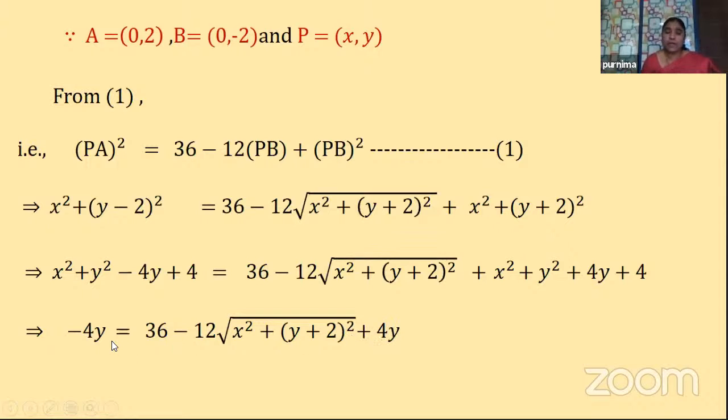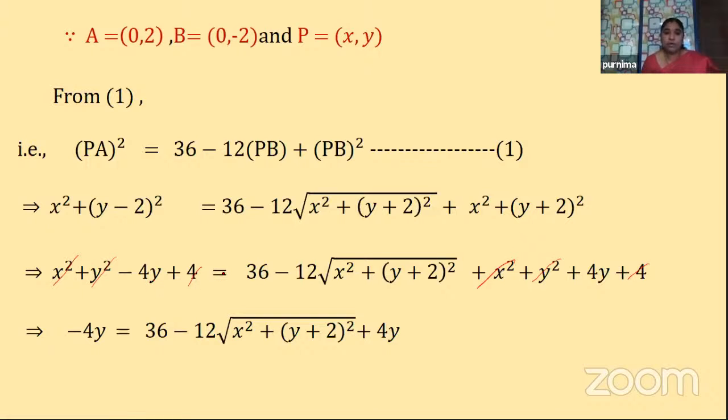So why have we got it like this? Because in the previous step, if you observe, on both the sides here we have x square and here also we have x square, so we can cancel these x square terms. Similarly, we have a y square term and here also a y square term, so we can cancel the y square terms. Similarly, we have 4 here and 4 here also, so we can cancel this term. So after cancelling this, what is left here?